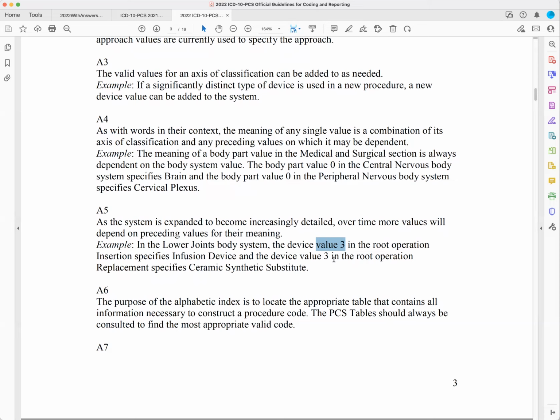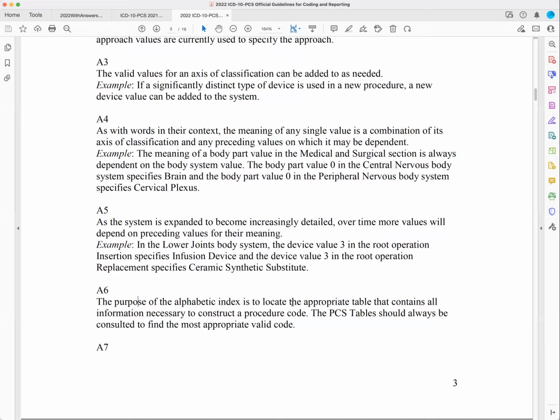Next, we have a guideline about the index. So the purpose of the index is your starting place. That helps you figure out what table you're going to go over to. So it has the information necessary to lead you to the table, and then the table is where you complete your code. That's where you, what we call, build a code or construct your procedure code. The index is not mandatory, but it is a good starting place. The tables are absolutely mandatory. So you always must go to the tables to find your valid code values.